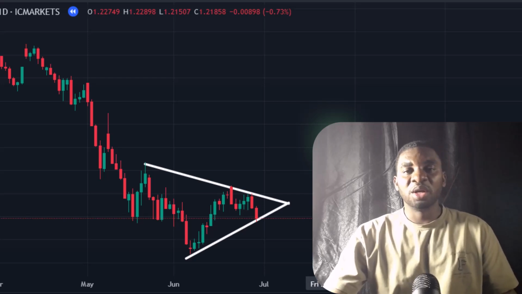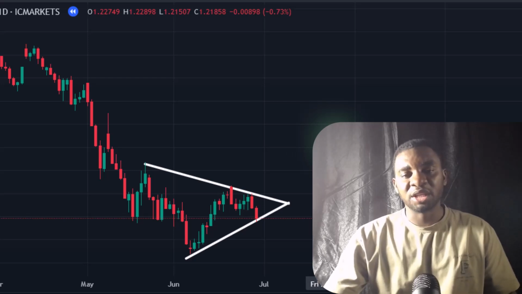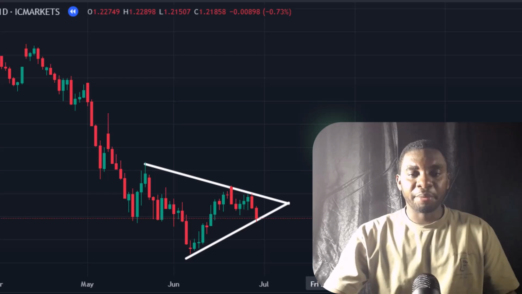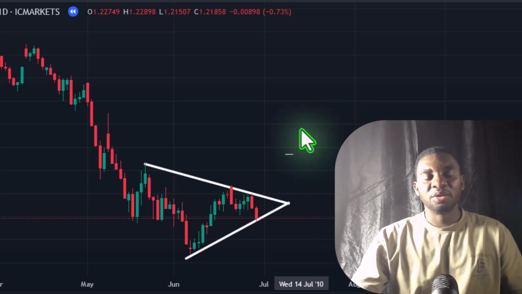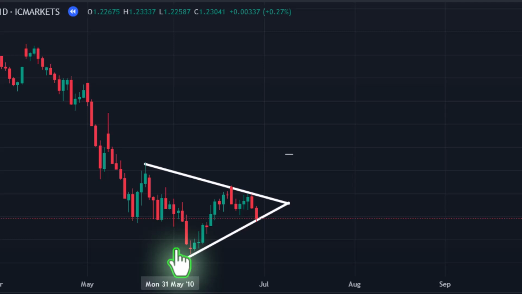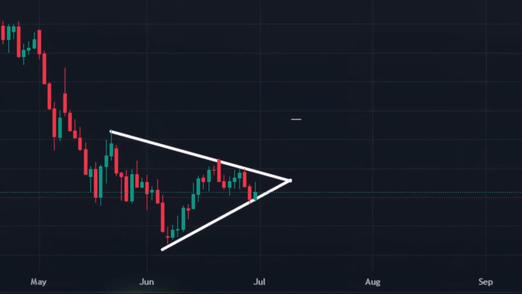So this is either a continuation pattern or a reversal pattern. So where do you think price will head next? Just pause the video and look at the graph carefully. Where do you think price will head next? Okay, let me give you more clue. See, we have a bullish candle now. So where do you think price will head?